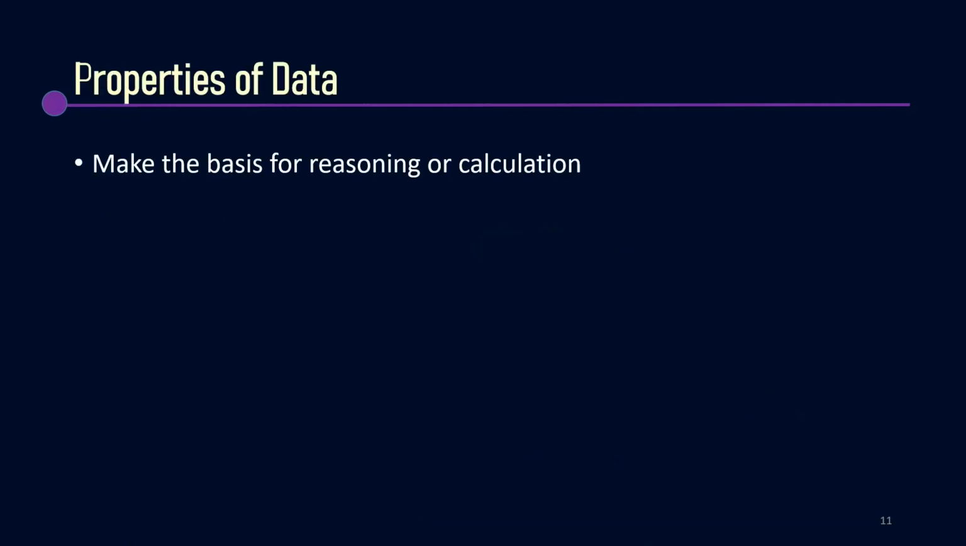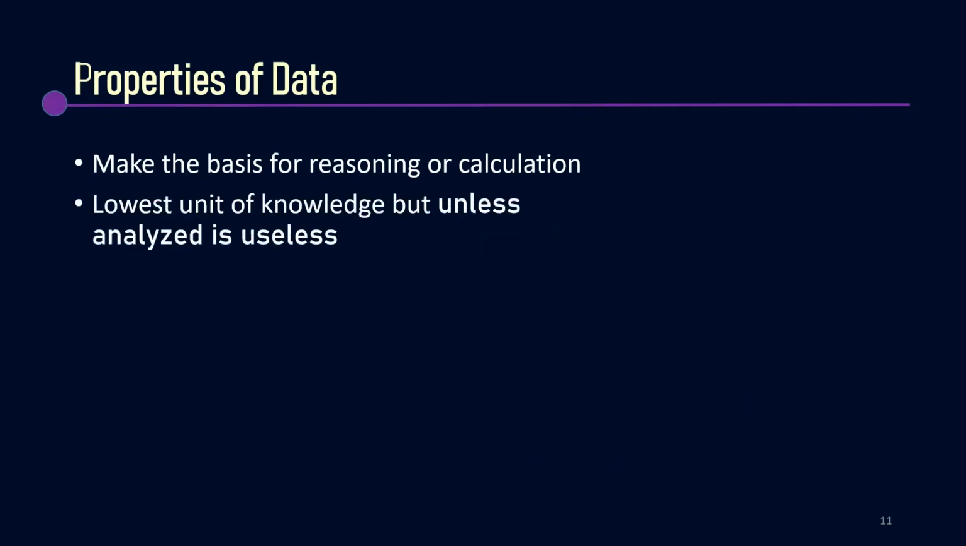What are the properties of data? Data make the basis for reasoning or calculation. Data is considered the lowest unit of knowledge, but unless analyzed it is useless. If you collect data and leave it alone, it has no meaning. And the third important point is that data without variable is useless.